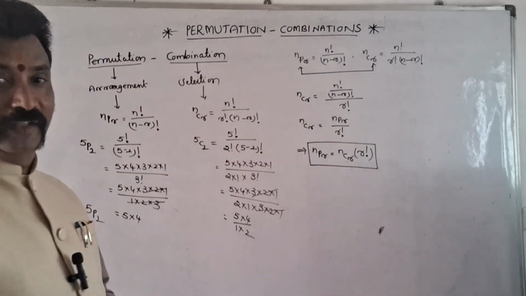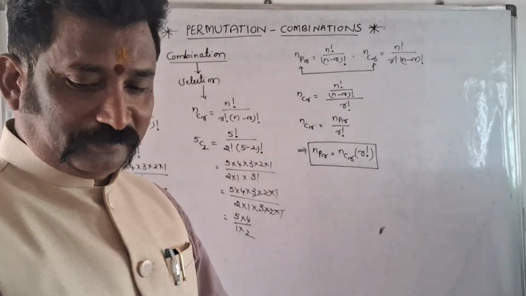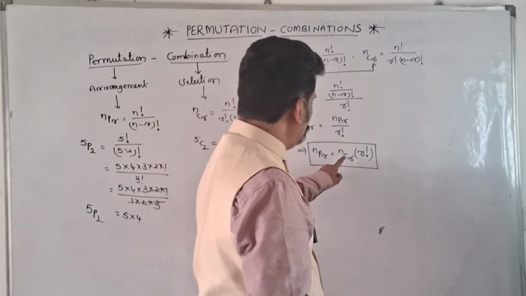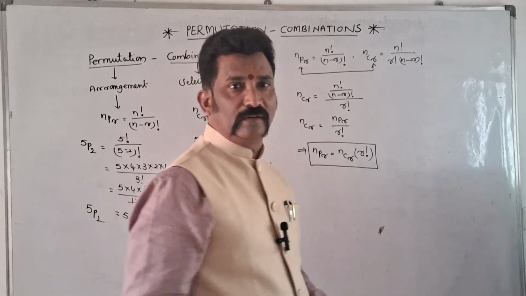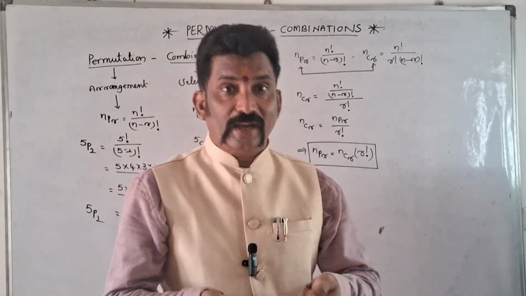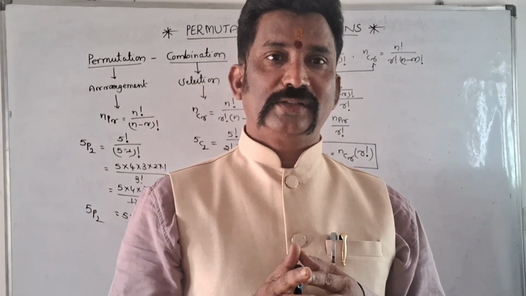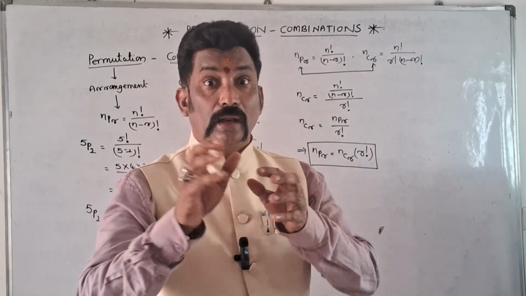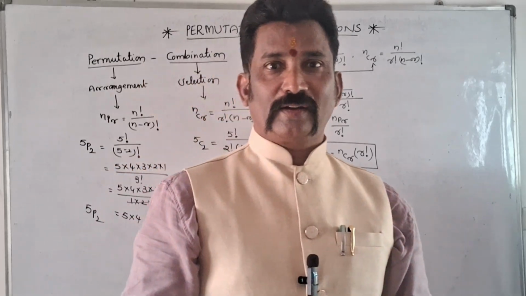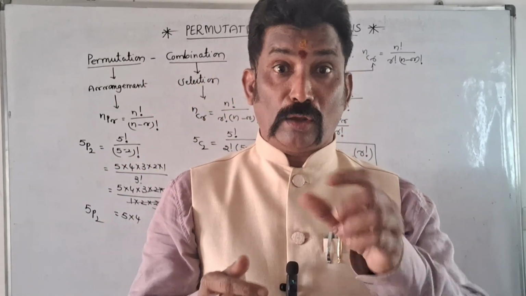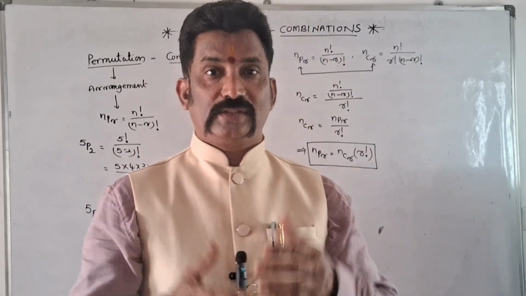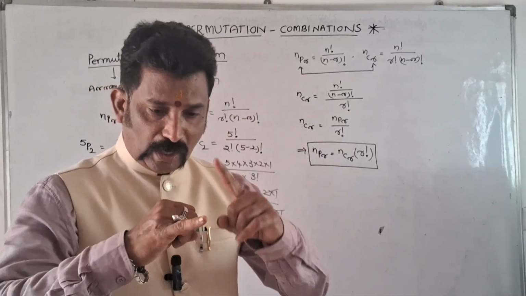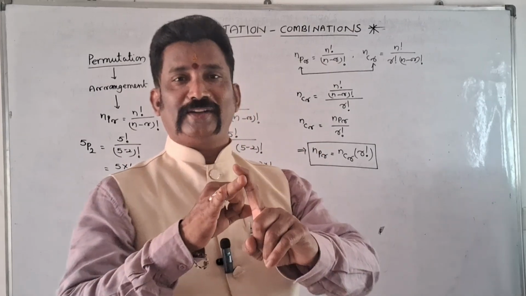What is the meaning of that? Here nCr means select. We have to select r members from a total of n members, and those r members can be arranged among themselves in r factorial ways. That value is equal to the arrangement. First we have to select, and then arrange.